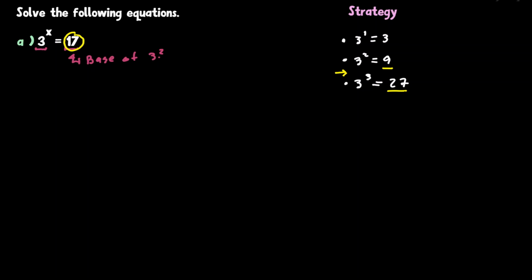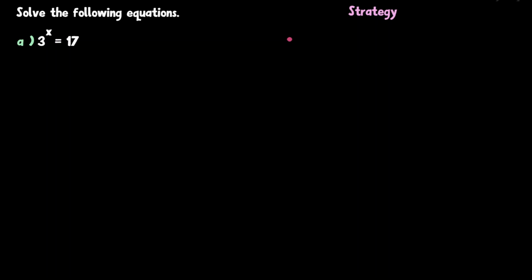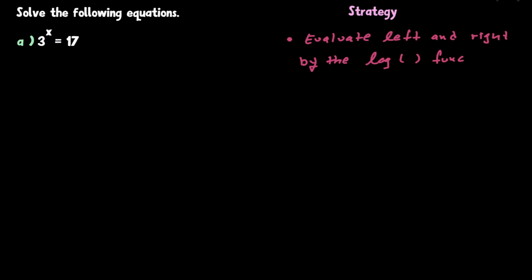And when we have this situation, we have a different strategy. We're going to evaluate the left-hand side and the right-hand side by the function of log. So let's do that. If we evaluate the left-hand side by log, then we're going to get log evaluated at 3 to the x, and the right-hand side, we're going to get log evaluated at 17. Now notice where the unknown is. It is an exponent inside a function of log.